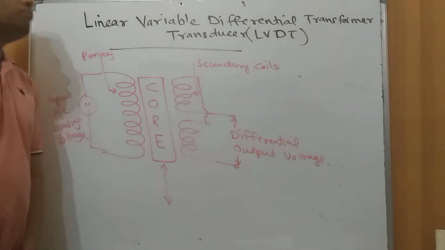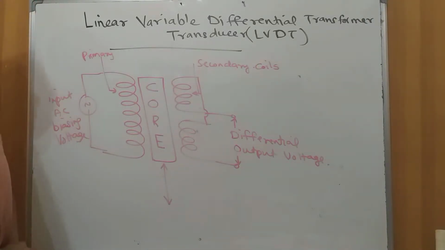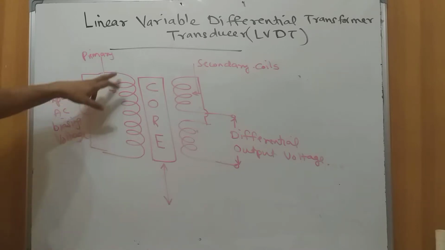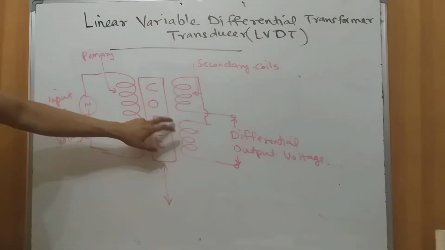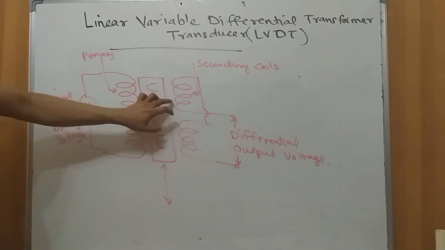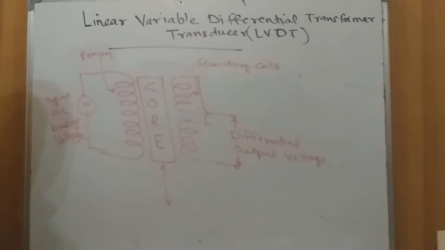Another type of transducer, which is again from the inductance family, is the linear variable differential transformer transducer. This is also called LVDT in short. So this is another type where there are two sets of coils. This set of coil is the primary coil, and on this side we have the secondary set of coils. So a single primary and two identical secondaries.